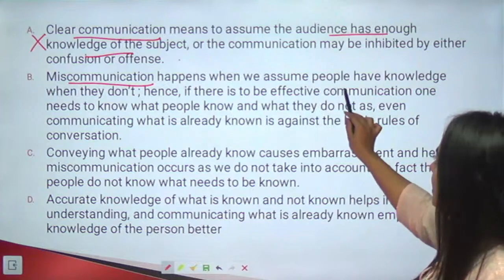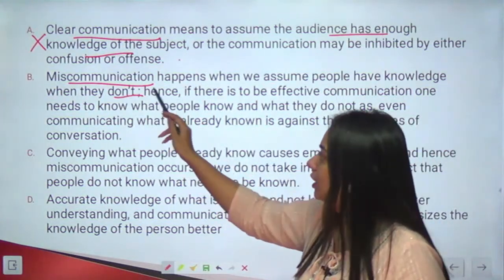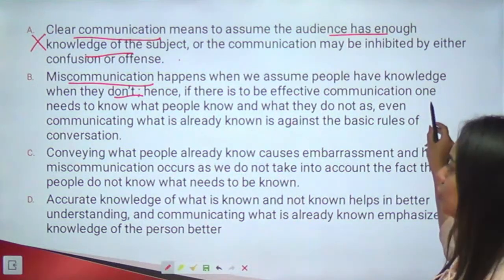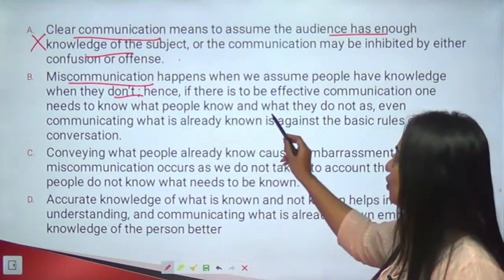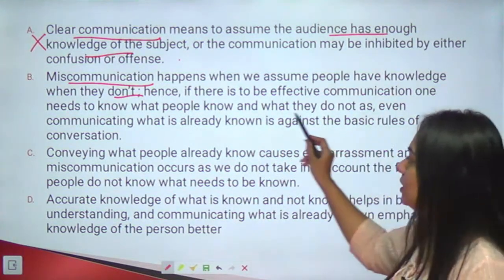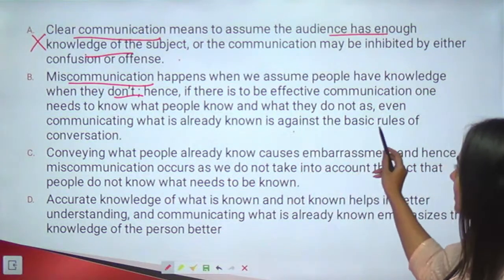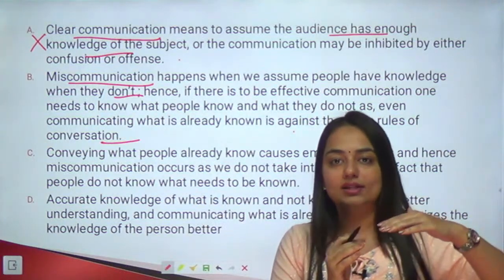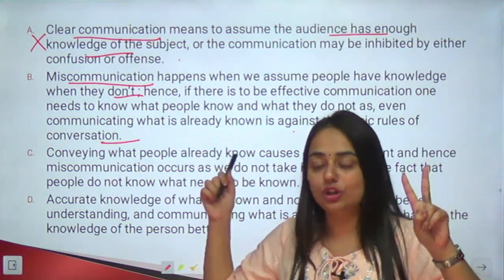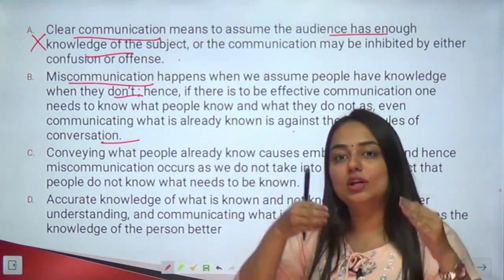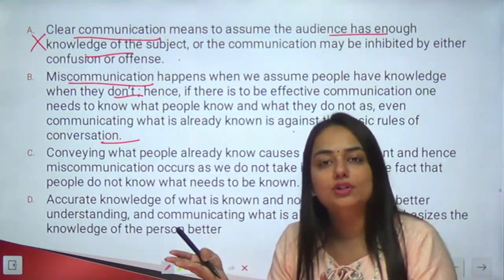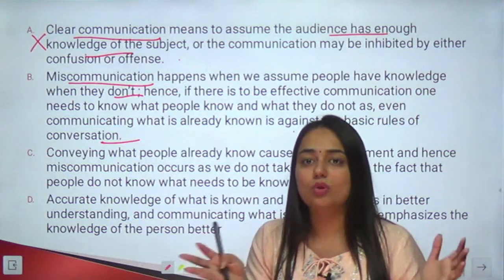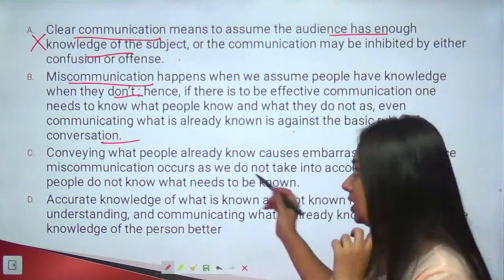Miscommunication happens when we assume people have knowledge when they don't have. That is true. It was given in the passage. Hence, if there is to be effective communication, one needs to know what people know and what they do not, as even communicating what is already known is against the basic rule of conversation. As I broke the passage into two parts and discussed the two factors he has mentioned, similarly, this option B is justifying both of those factors. Either the other person knowing everything, or he doesn't know anything about it. In both ways, it's going to be a miscommunication. So yes, this is a good choice.